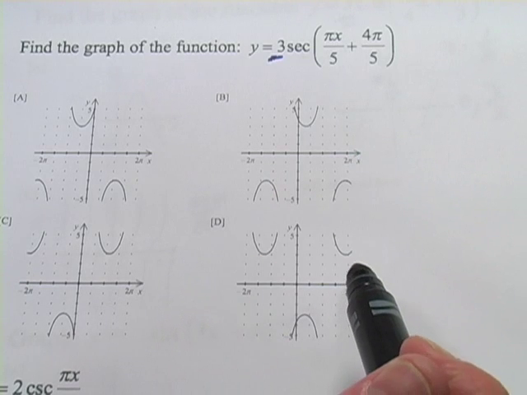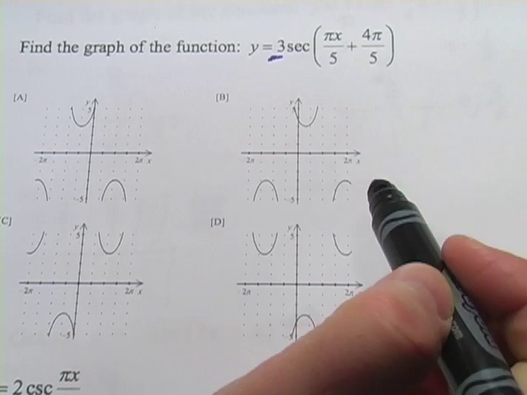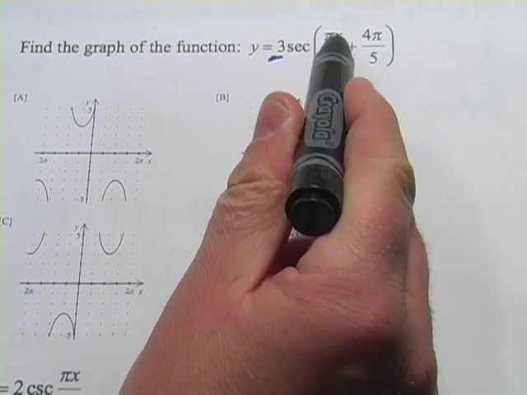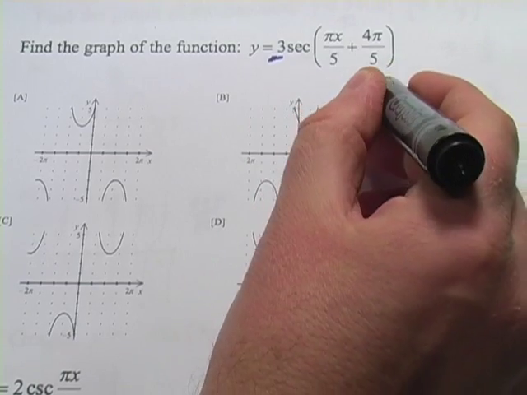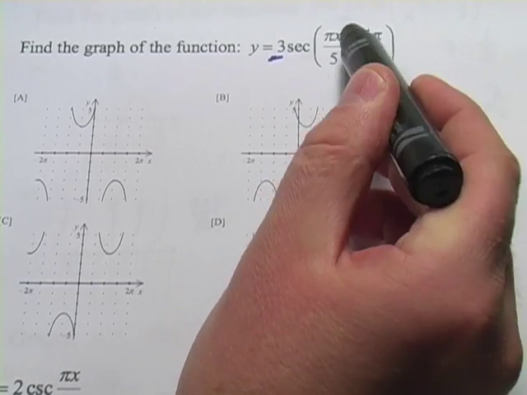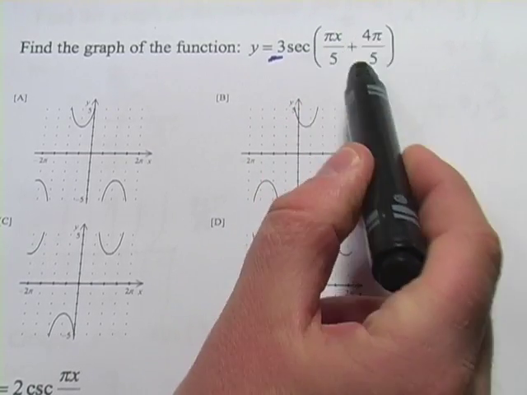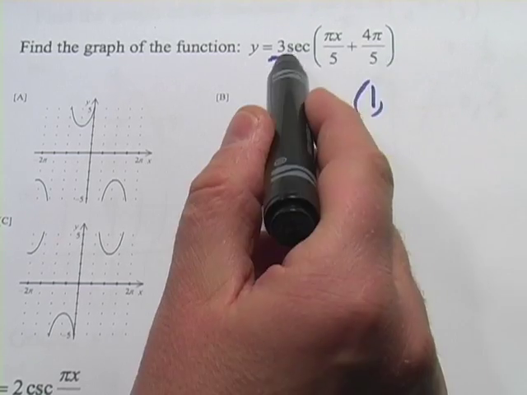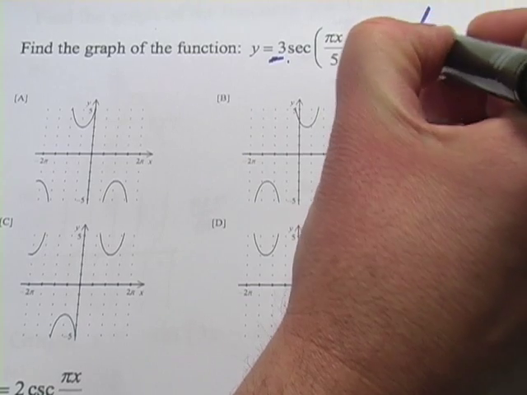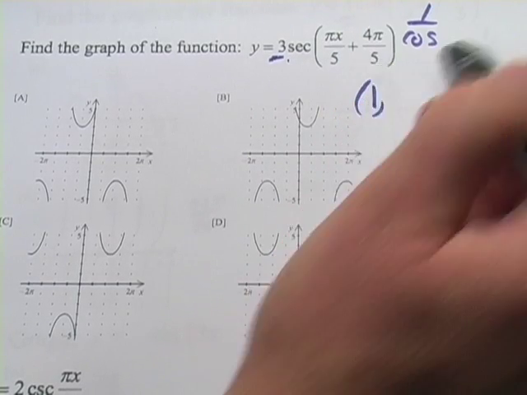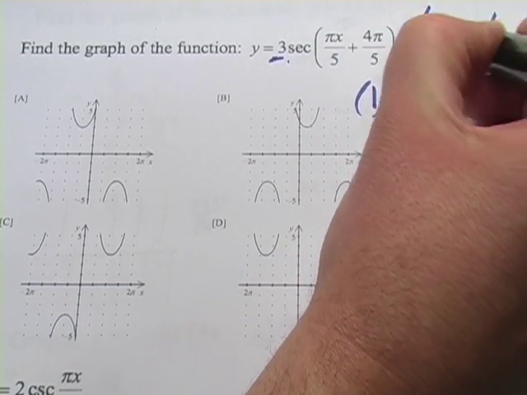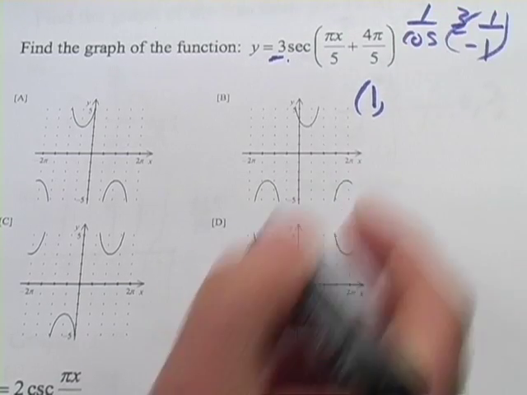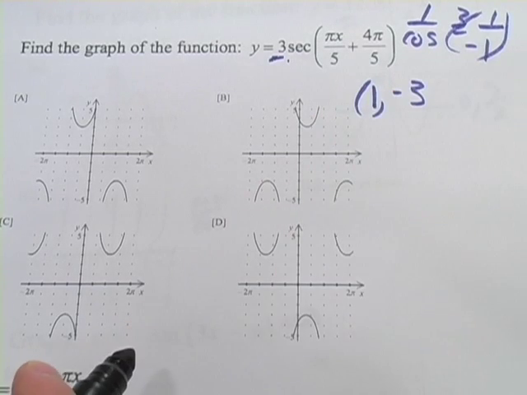One of the things I like to do if I'm not sure is choose a value to plug in for x and test it and see which graphs it works on. The value that jumps out at me here is x equals 1. Because if I put in a 1 here, I would have pi over 5 plus 4 pi over 5. That would turn this into pi. Now remember, the secant is 1 over the cosine. The cosine of pi is negative 1, so this is actually 1 over negative 1 times 3. So 1, negative 3 should be on our graph.